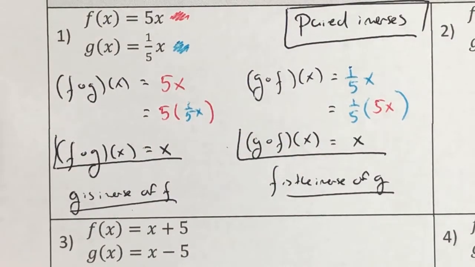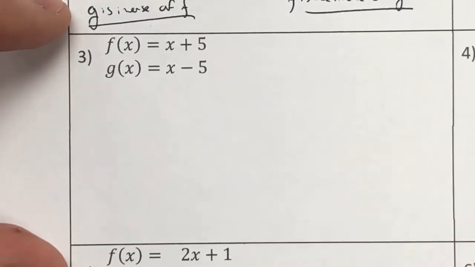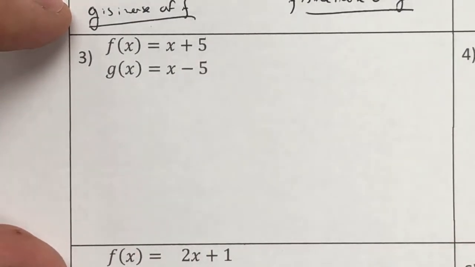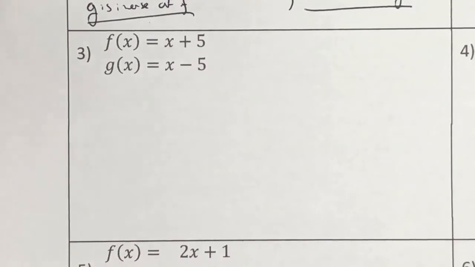Awesome. Let's try one more. So when I look at this one, again, I see a plus 5, minus 5. I'm very inclined to think that, hey, this looks like something that should produce some paired inverses. So let's give it a shot.